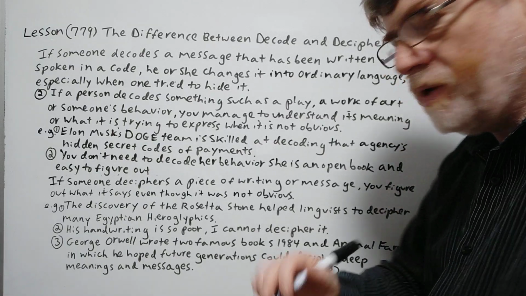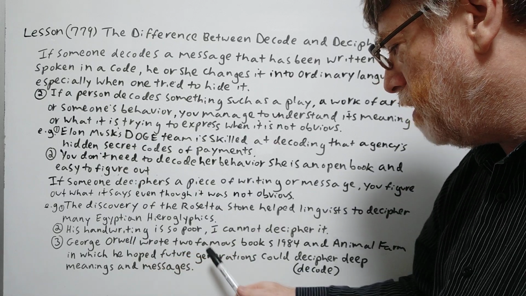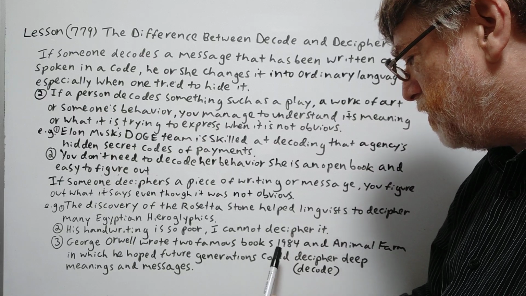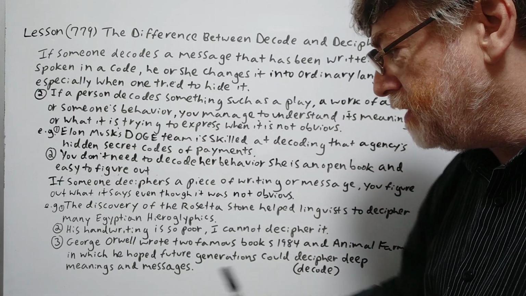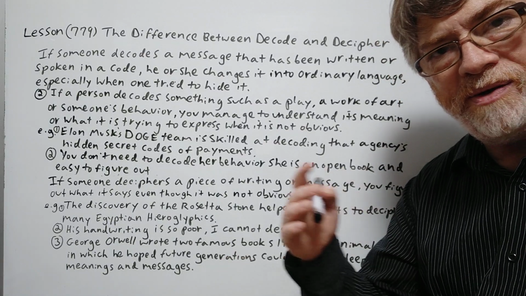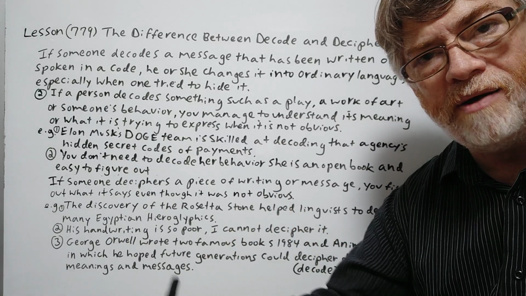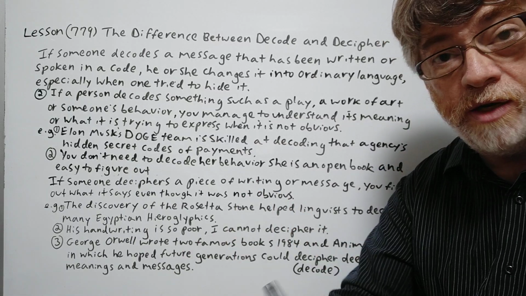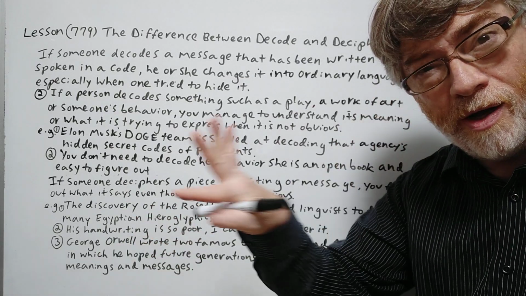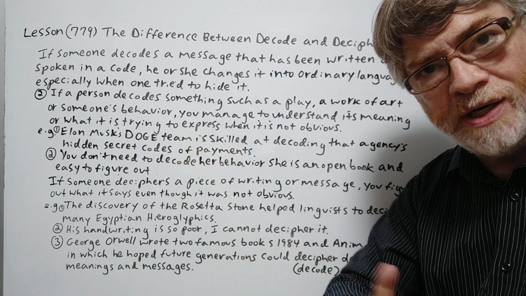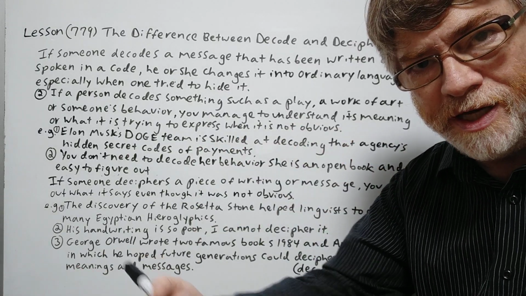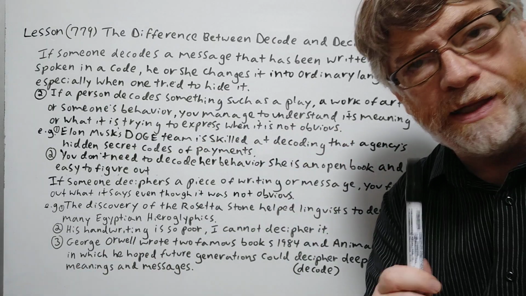Now, the last one here is where there could be a little crossover. George Orwell wrote 2 famous books, 1984 and Animal Farm, in which he hoped future generations could, well, you could say decipher deep meanings and messages, or maybe even decode, because it was something that he couldn't come out and tell directly, that supposedly he knew of a plan of certain people in the country that they were going to try to lead governments in this direction into the future, and that they had this sort of secret plan, and he couldn't just write a book exposing it, because they'd probably try to kill him.